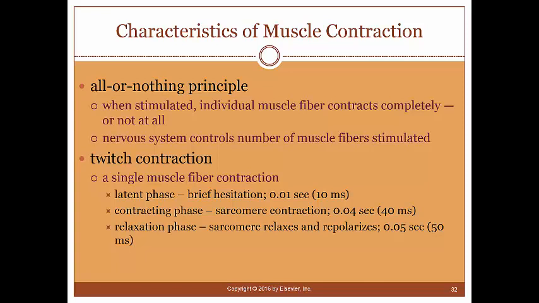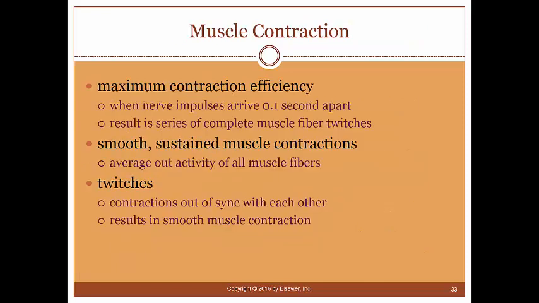In total, this full twitch contraction takes a tenth or 0.1 seconds to go through this full cycle. So if you're doing something like trying to pick up a heavy weight, your muscles do this multiple times per second. They will actually do this 10 times per second. When we look at contraction efficiency, the nerve pulses all come a tenth of a second apart, 0.1 seconds, and so you get these complete muscle fiber twitches that come from it.